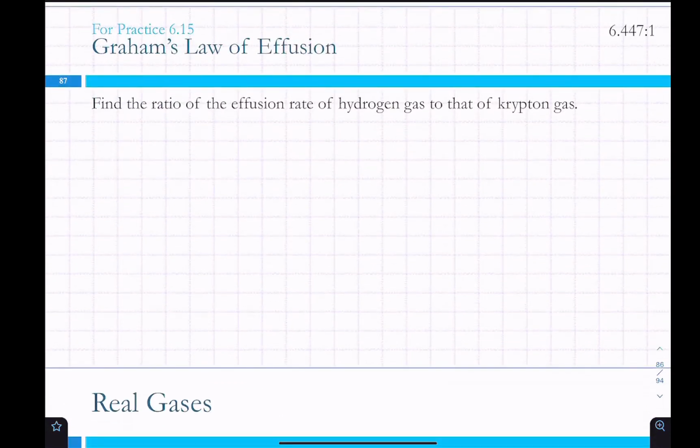So if we want to find the ratio of the effusion rate of hydrogen gas to that of krypton gas, the rate of A over the rate of B equals the square root of the mass of B over the mass of A. This flips because if you want to calculate the root mean squared, it's inversely proportional to the mass. So that would put them both in the denominator.